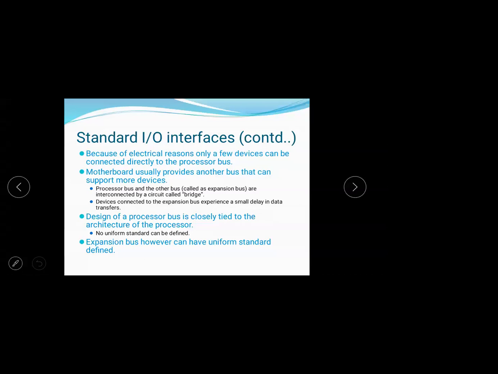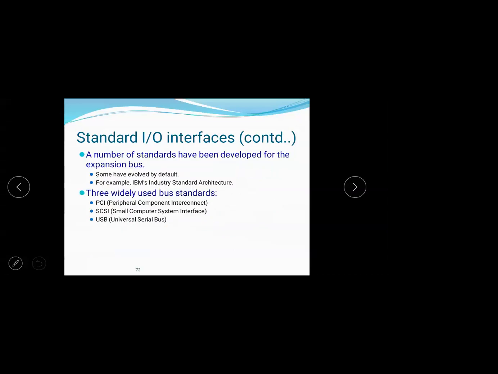The design of a processor bus is only tied to the architecture of the processor. The processor bus design depends on the architecture of the processor. The expansion bus, however, can have a uniform standard defined. A number of standards have been developed for the expansion bus. Some have evolved by default, for example IBM's Industry Standard Architecture. These are examples of the expansion bus.